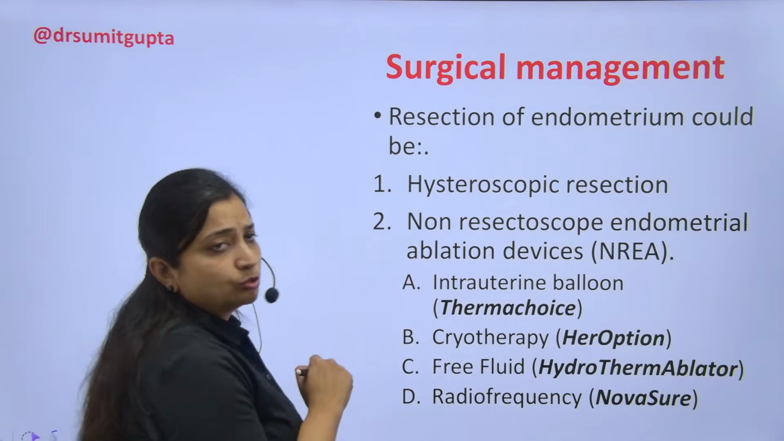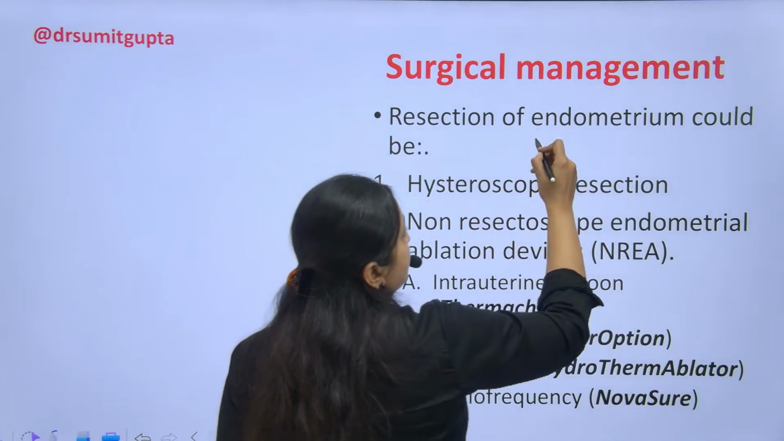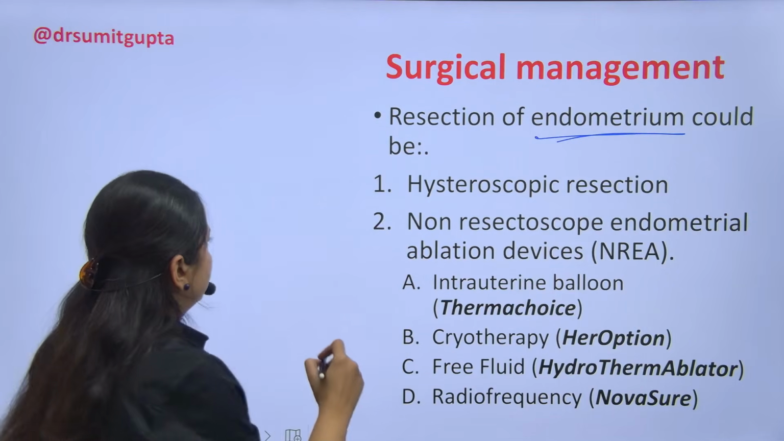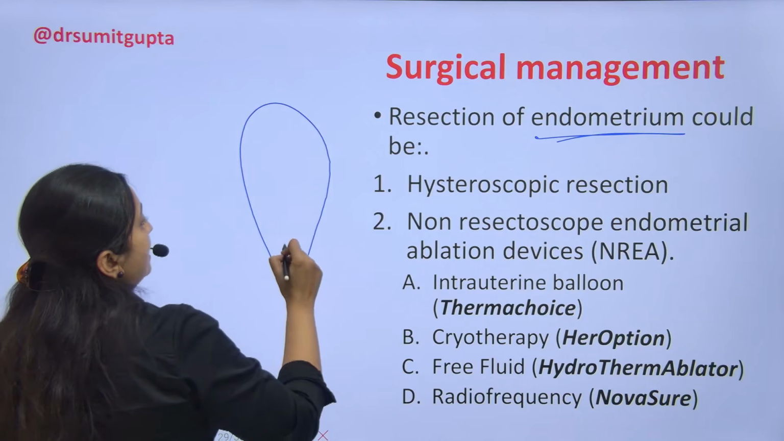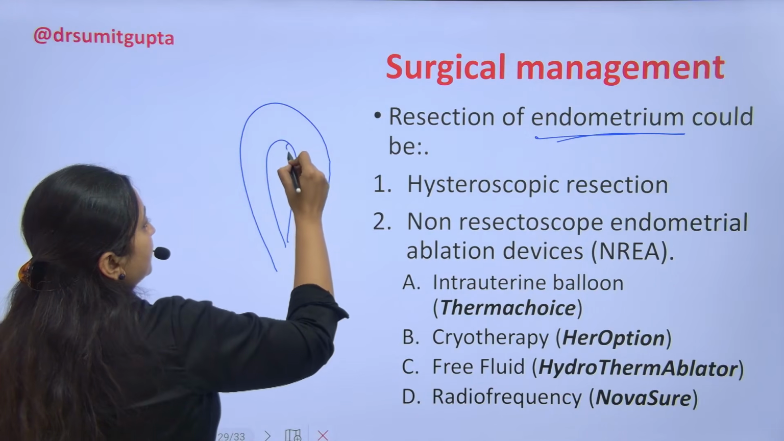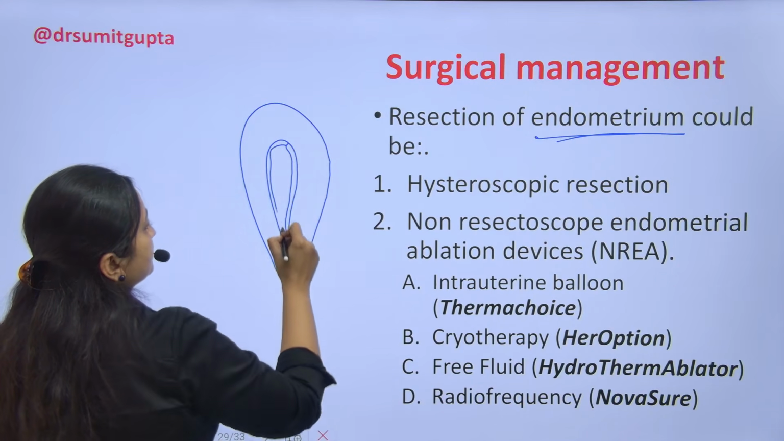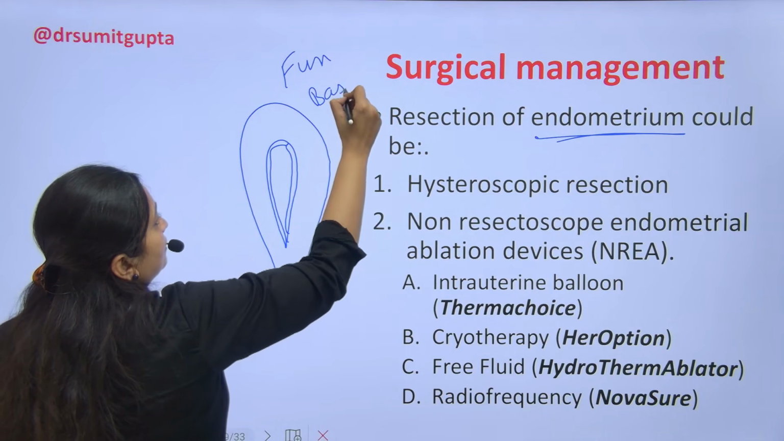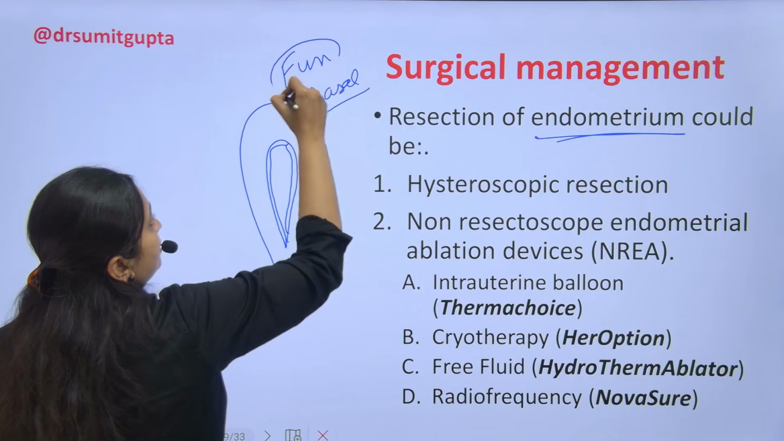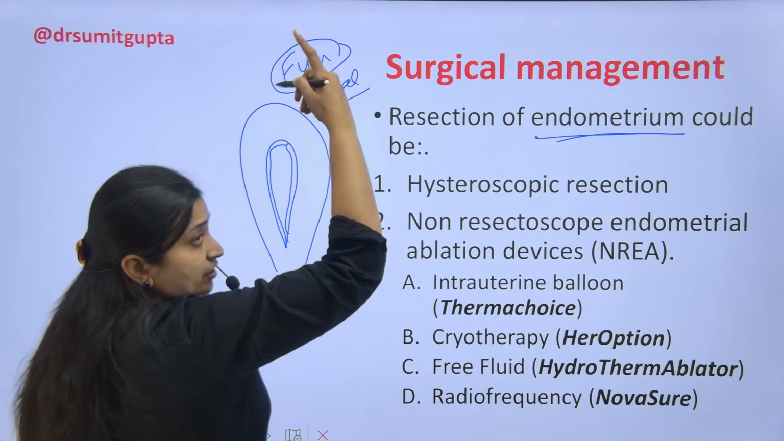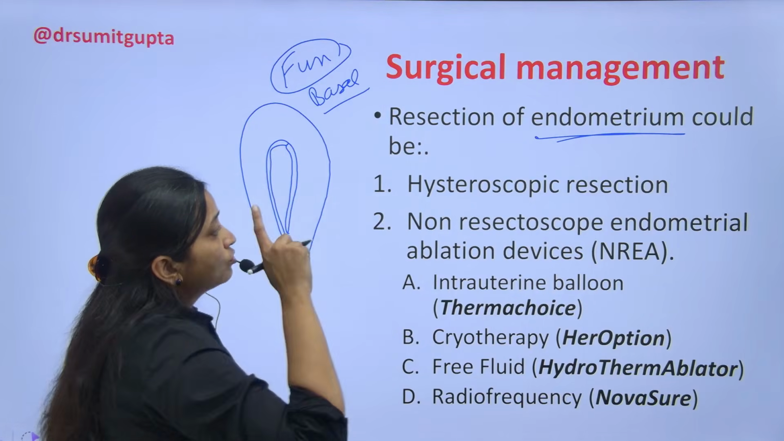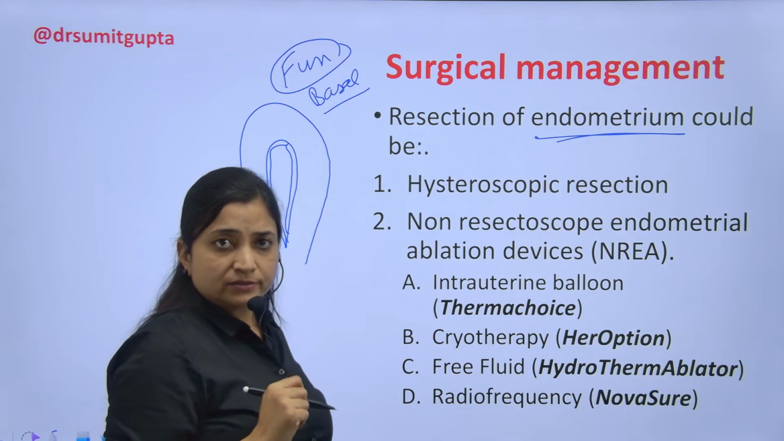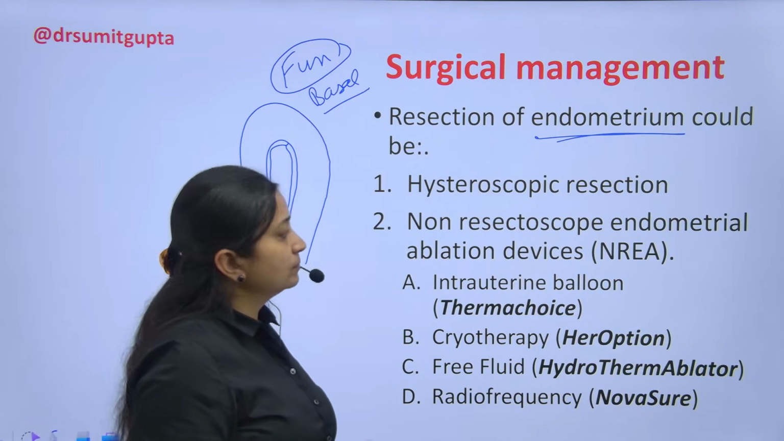Now, how to remove the endometrium? If the woman says, I don't want the uterus removed, then you will have to remove the endometrium. And important, as I told in my menstrual cycle lecture, the endometrium has 2 layers, functional and basal. In every menses, the functional layer is shed and the basal layer regrows the functional layer. So whenever you want to do a resection of the endometrium, you will have to take out both the layers so that there is no further problem.